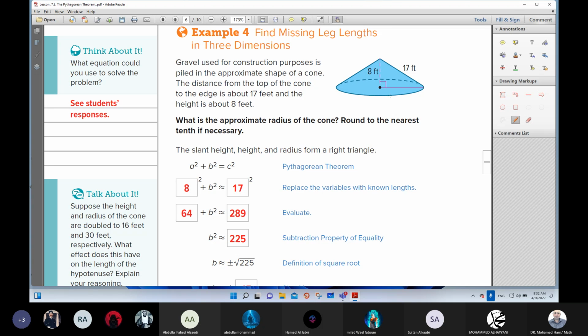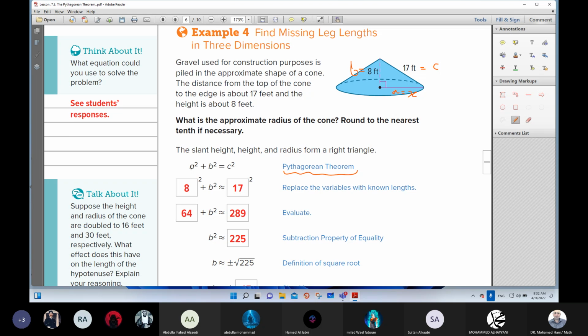In this cone, we have here in this part a right triangle. This is A, and as you see, we don't know the measure of A. So A is the missing value. And this is B, and this is C. To find the missing value in the right triangle, we can use the Pythagorean theorem. A squared plus B squared equals C squared.